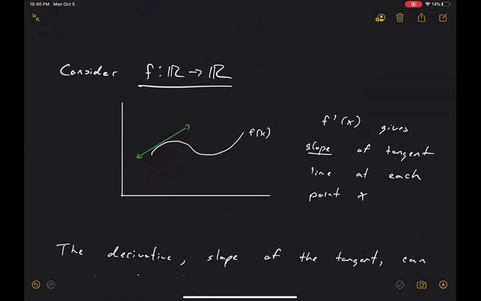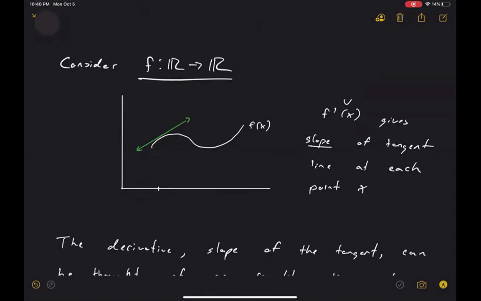If this white line is my function and that green line is a tangent line at this point in particular, f prime of A would give me the slope of the tangent line at that point. And I could consider that derivative as a function on its own. I plug in any x to my derivative, and it's going to give me the slope of the tangent line at that point x. So we can think of our derivatives as the slopes of our tangent lines.